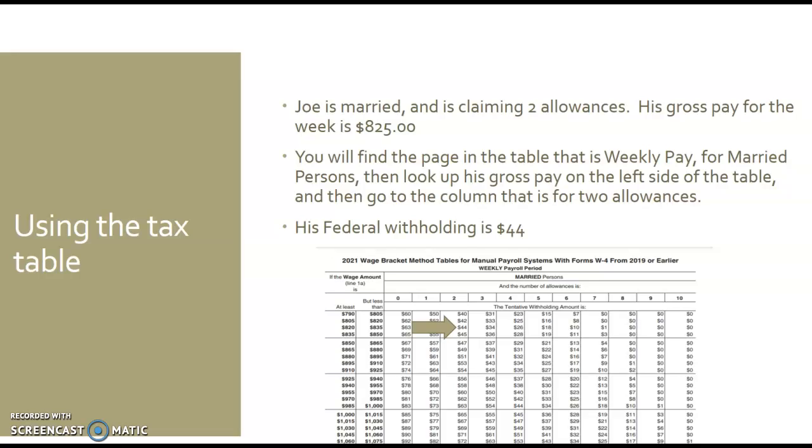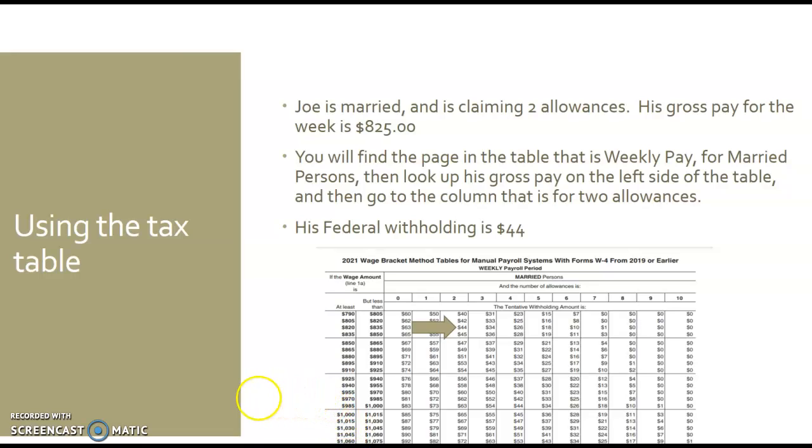Now, in our scenario, let's use the tax table and talk about this scenario. Let's take Joe. Joe is married. He's claiming 2 allowances. His gross pay for the week is $825. Okay, now we know that he has a weekly pay, so we're going to go to the page in the table that is weekly pay for married persons, and then look up his gross pay on the left side of the table, and then go to the column that is for 2 allowances.